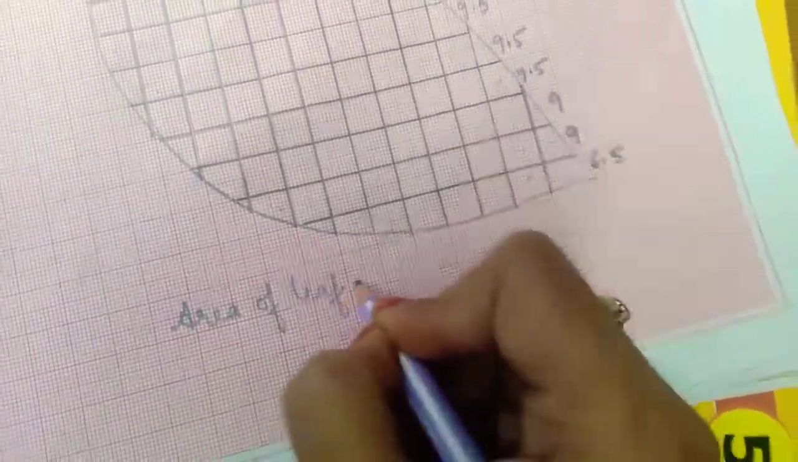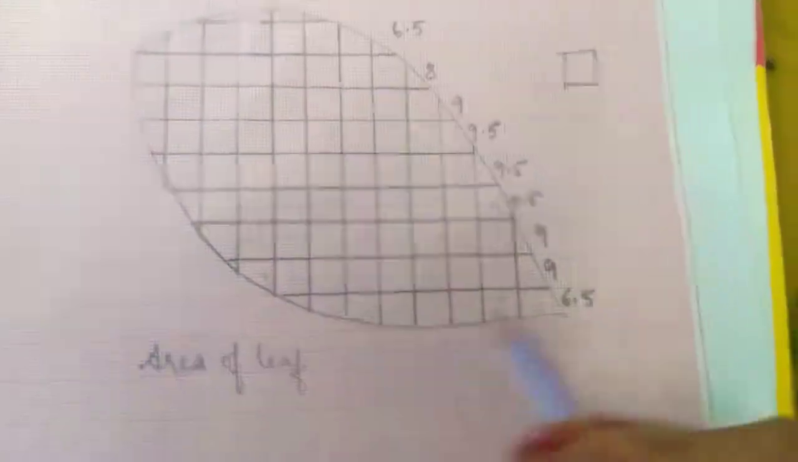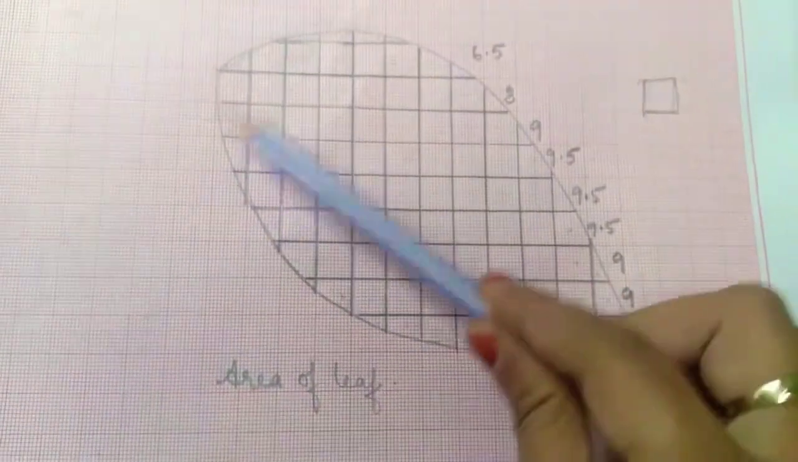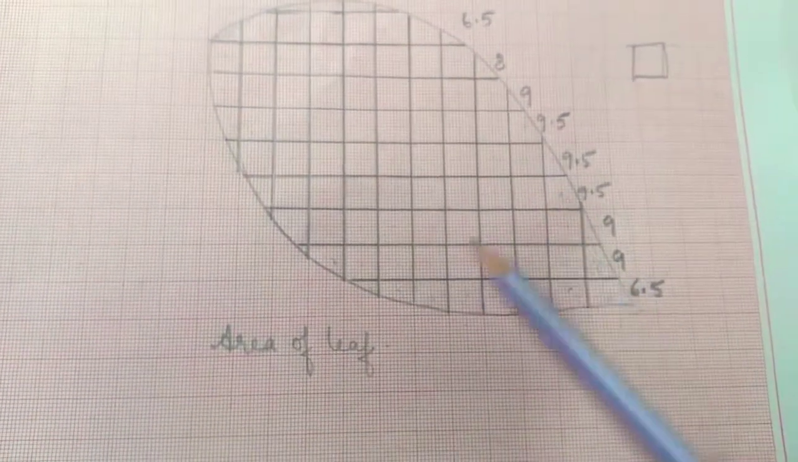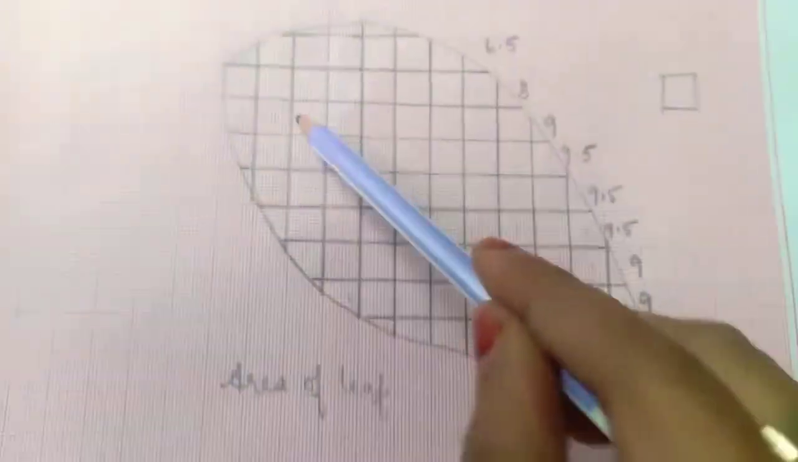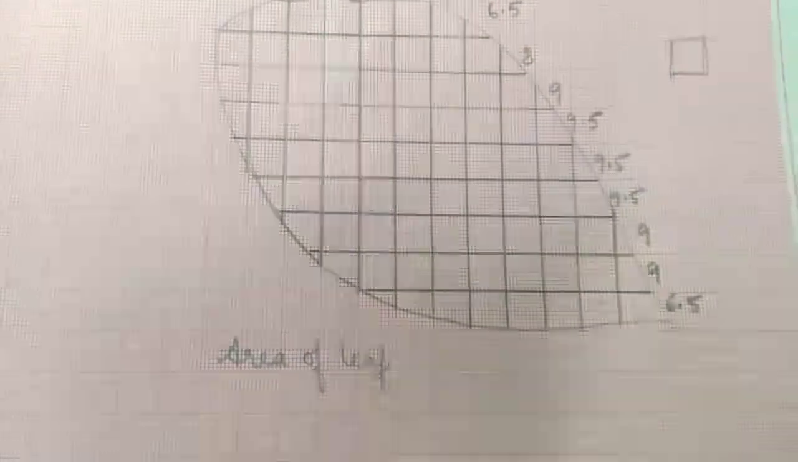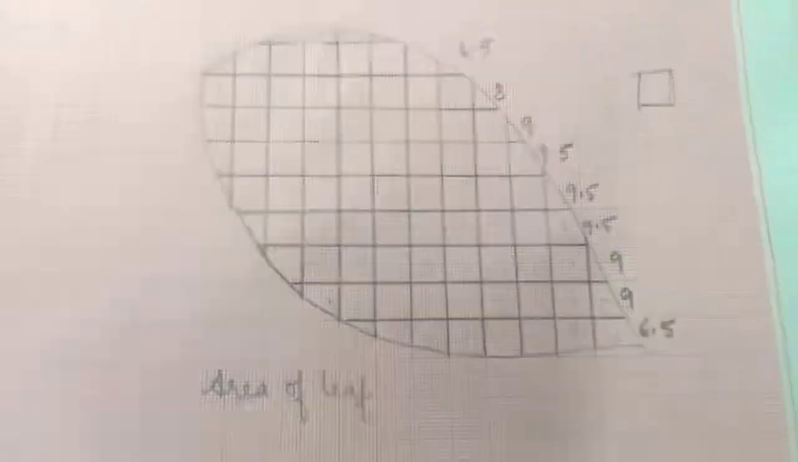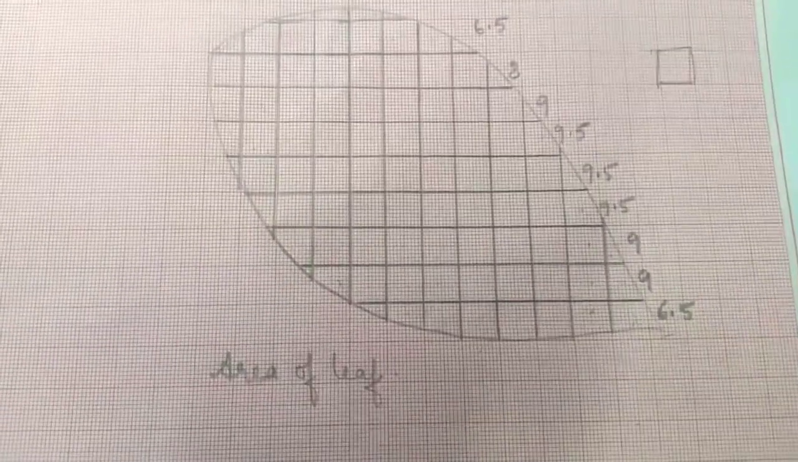Here in perimeter, children, what we were doing, we were finding the outline. Right? We were finding the length of the outline. But in area, we are going to find out the surface which the leaf is occupying, and that is why we are counting each and every block to find out the area of the leaf. So now we will be calculating. Please total up, children, and tell me the answer.